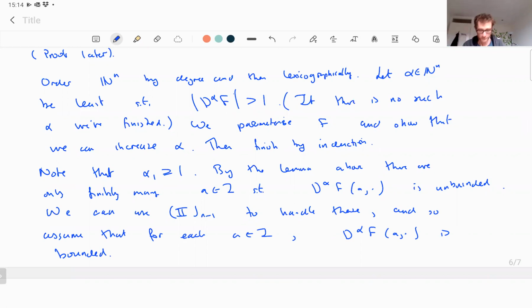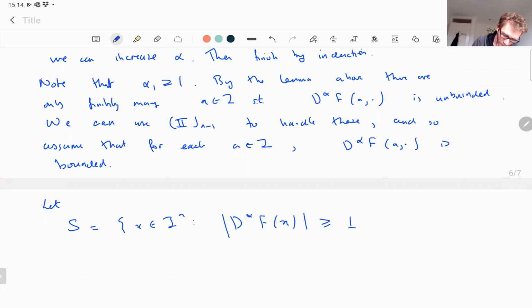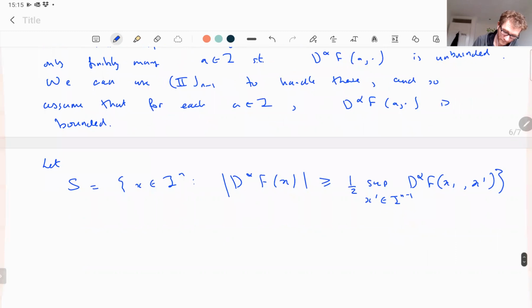Okay, so we let S be this set. I take all the X's in the box such that the alpha derivative of F is at least half of the sum of what I get when I fix the first coordinate to be the x1 of this, where x1 here is the first coordinate of this x, and vary the other things. So this here is bounded by our assumption, so this supremum exists. And so I can take this set here.